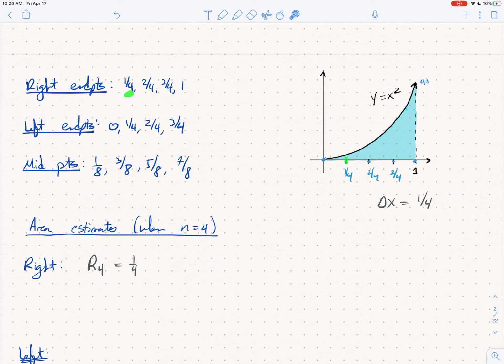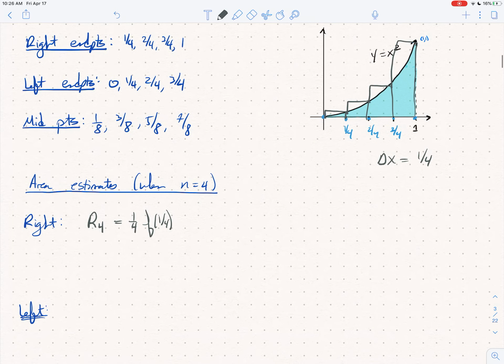So I'm plugging in this right endpoint 1/4 into f. So it's 1/4 times f of 1/4. That's the first rectangle right here. Okay, then I'm going to plug in this one, then this one, then this one. That's what we're actually computing right there.